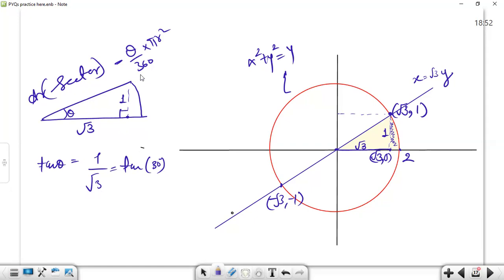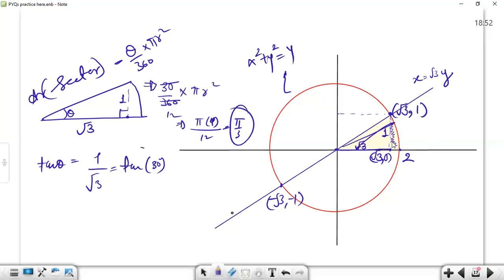So now the area of sector formula says theta by 360 into pi r square. So 30 degrees upon 360 degrees into pi r square. This will cancel, 0, 0 cancel, and 12. So basically pi into r is what? 2. So r square is 4 upon 12. So the area of sector is pi by 3. So this whole area of sector is pi by 3.